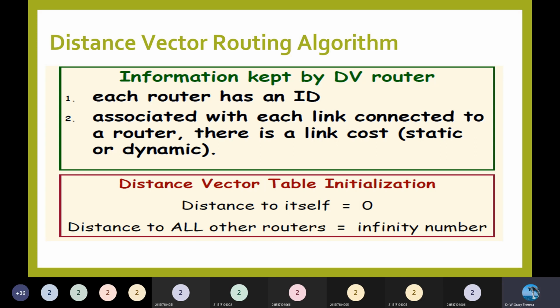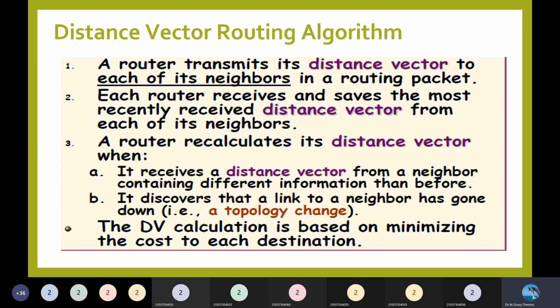So what is this distance vector routing algorithm actually going to do? A router transmits its distance vector, that is its distance vector table, to each of its neighbors in a routing packet. And each router receives and saves the most recently received distance vector from each of its neighbors.